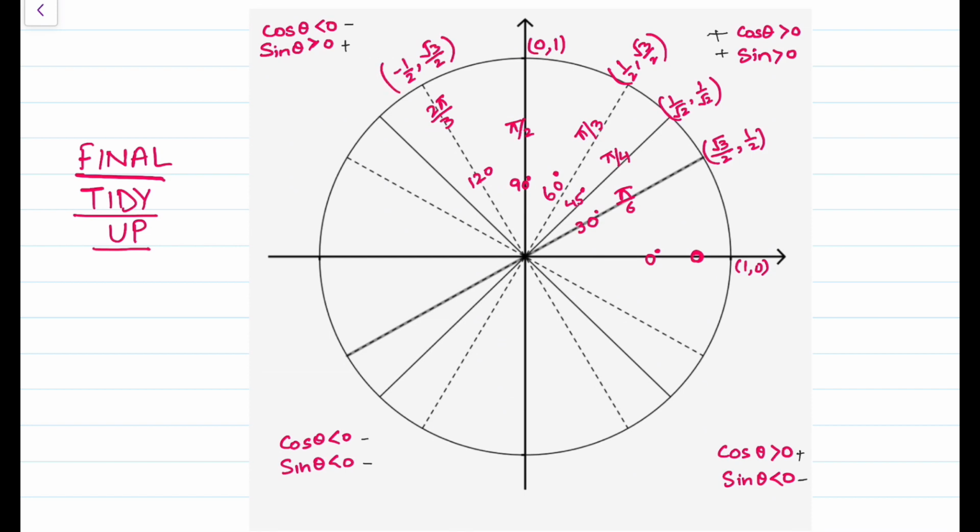It's always good to learn how to convert from radians to degrees or degrees to radians, which I have covered in the previous video. So you can go back and have a look at how to convert between radians and degrees.